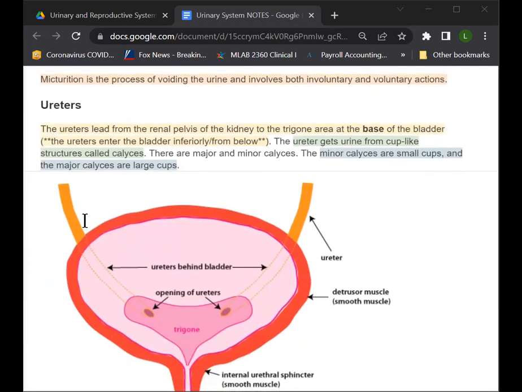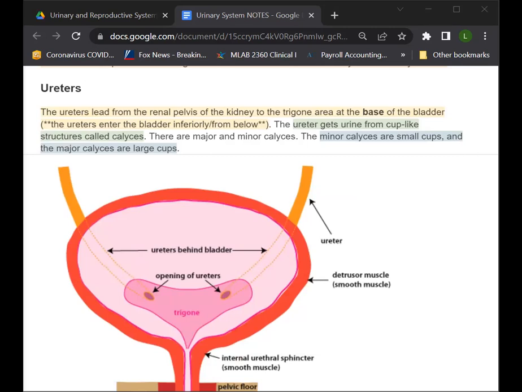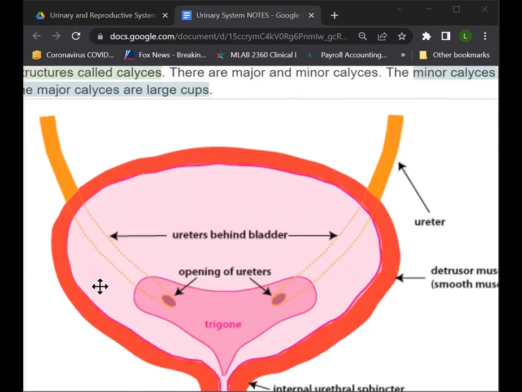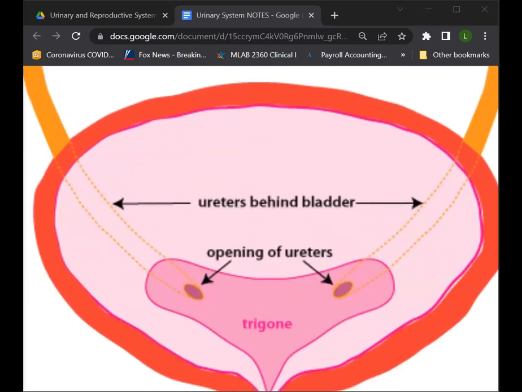Now let's take a look at the ureters. There are two ureters, obviously one from each side. And the ureters actually enter the bladder from below, inferiorly. That's important to know because most people think that the ureters enter the bladder from above, but you'll see that the ureters enter the bladder at the very base of the bladder.